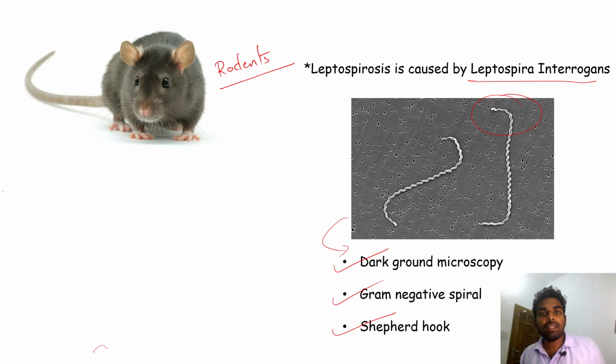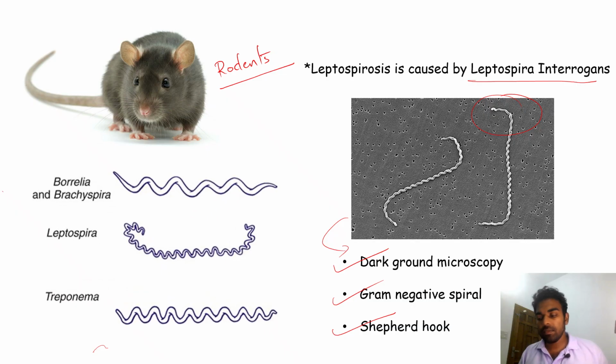While discussing the look of Leptospira interrogans, there are some organisms that look slightly similar to this. So what are they? These three organisms look a little bit similar, but there are differences. If you see Borrelia, these coils are a little bit apart. Leptospira has shepherd's hooks. Then Treponema pallidum, which causes syphilis, has coils a little bit nearer. If they ask this question in your exams, you should be able to differentiate between these three organisms.